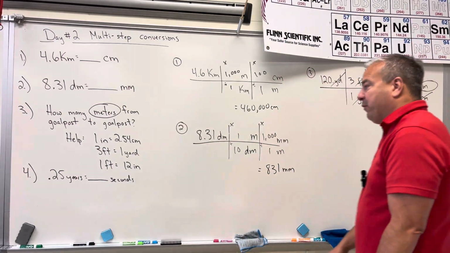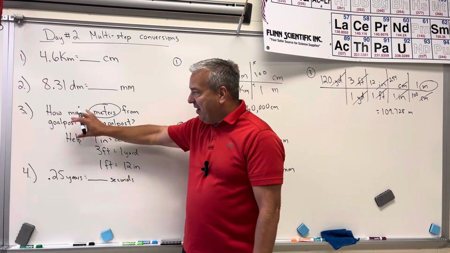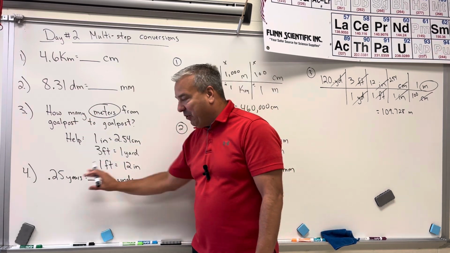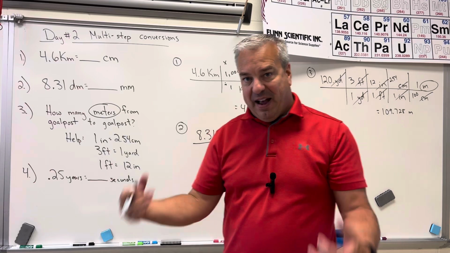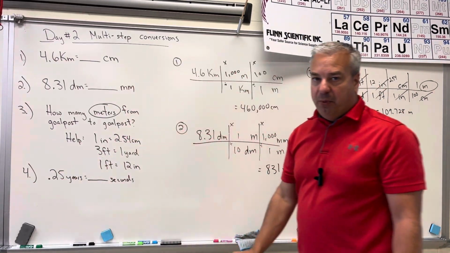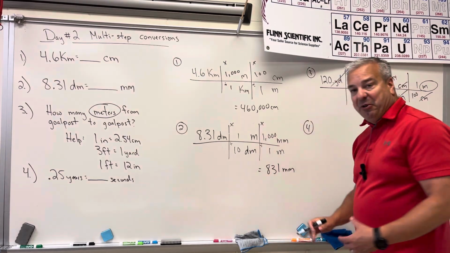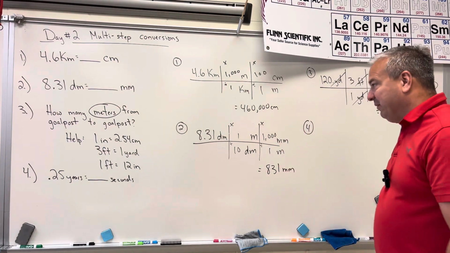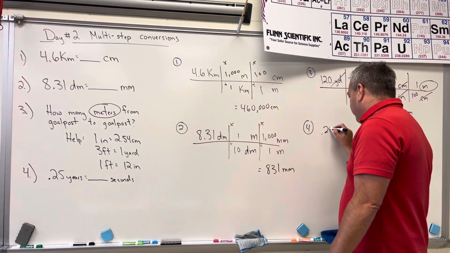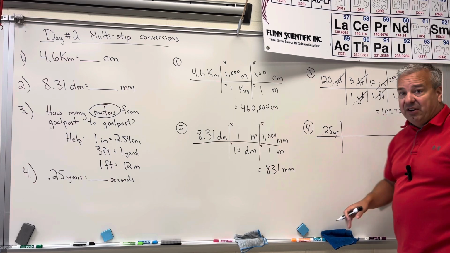Okay. Of course, same thing as the last one. You might want to pause it after you look at the question and try on your own. When you come back, we'll be looking at it, but the problem is going to be: how many seconds are in 0.25 years? That's going to be a little bit challenging, so you have to know your time conversions. So I'm going to put 0.25 years in here, and I'm going to start converting.